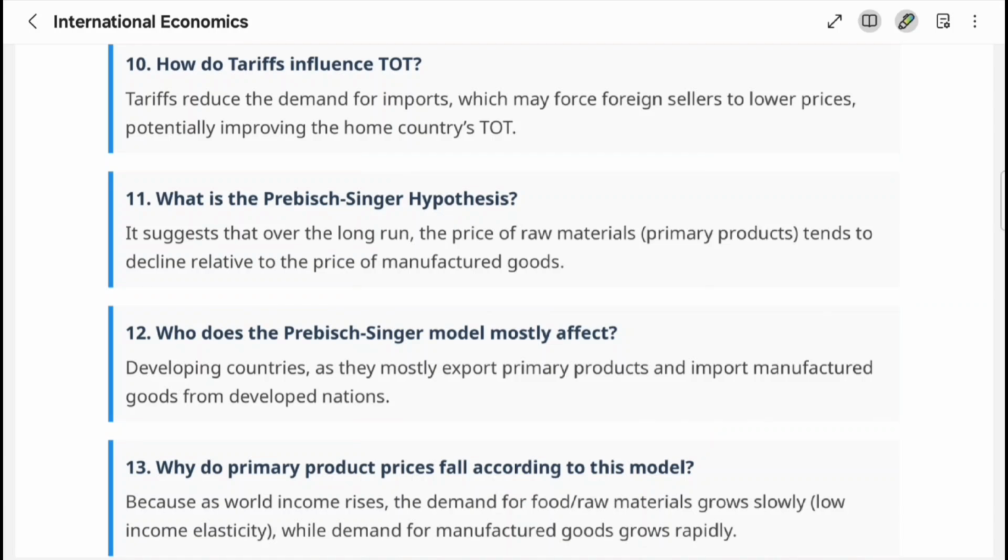Question 13. Why do primary product prices fall according to this model? Because as world income increases, the demand for food or raw materials grows slowly, while the demand for manufactured goods grows rapidly.